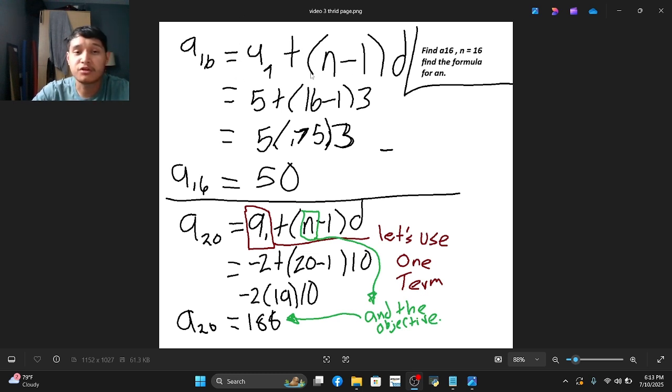So we're gonna use this formula that's specific to solve any number that you may wanna know in an arithmetic sequence. You use this formula. So we wanna find the a sub 16. The number is equal to 16, so find the formula for the a sub n. Now the a sub n means the answers, the previous answers. That's what a sub n means.